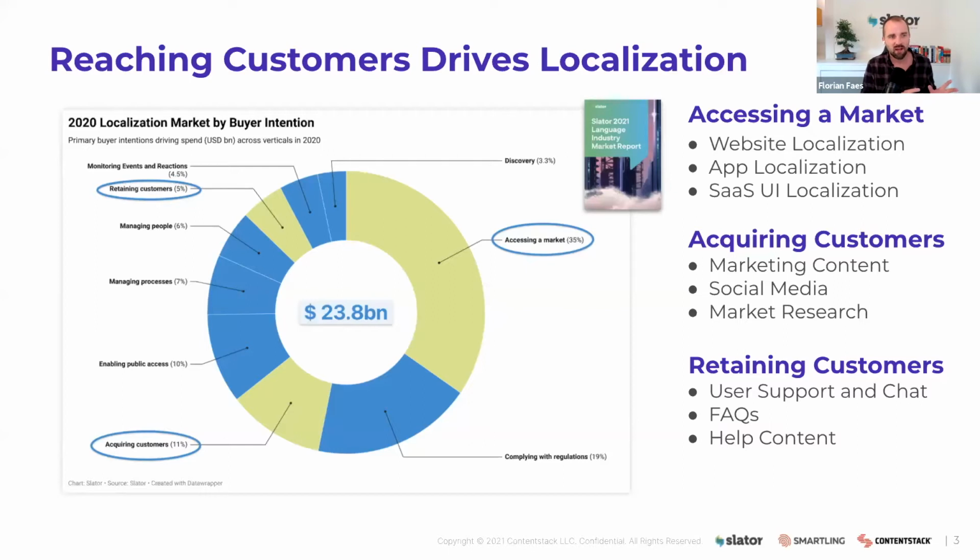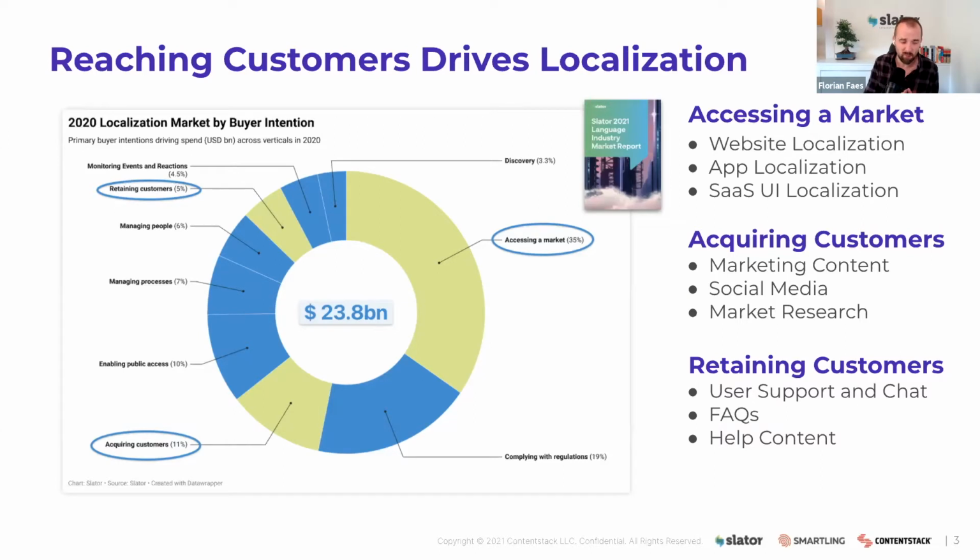And you're looking at essentially three buyer intentions that are geared towards e-commerce, towards selling something, towards making something accessible in a digital form. One is accessing a market, then acquiring customers, and of course, retaining a customer. So let's just look at them briefly. First, accessing a market. Well, something like localizing a website, localizing your app, a SaaS UI localization. In a nutshell, if your product isn't localized, isn't available, you can't, of course, sell it to a consumer.